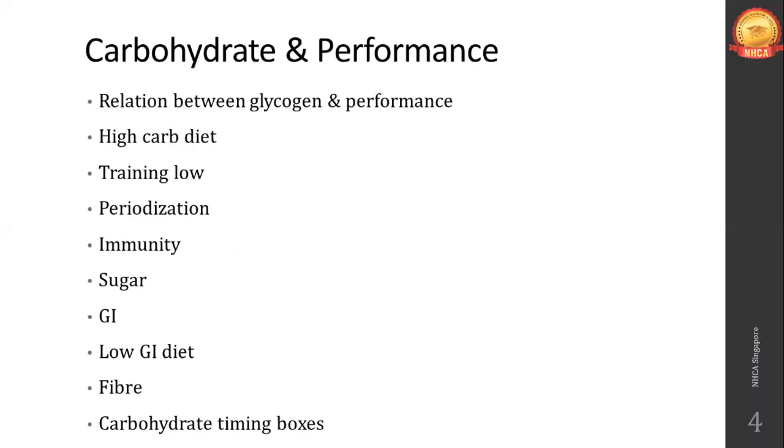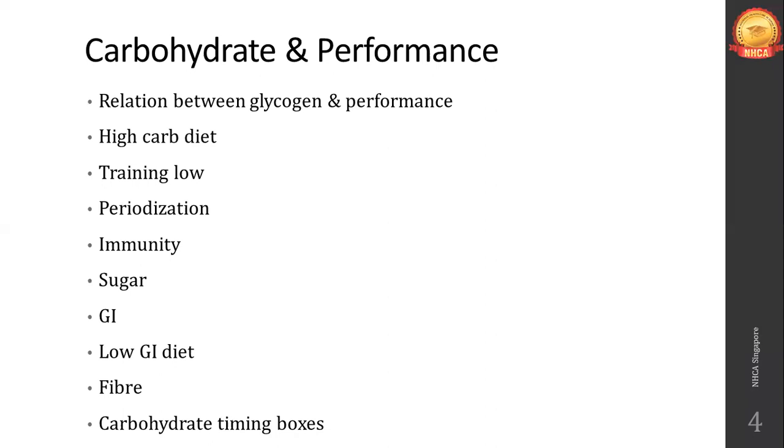Coming to the next chapter, carbohydrate and performance. The relation between glycogen and performance, muscle glycogen and performance. How do they relate? What is a high carb diet? What are the facilities of a high carb diet? What are the pros and cons? Key facts you should know. What do you mean by training low? The benefits of training low as well as the cons of training low.